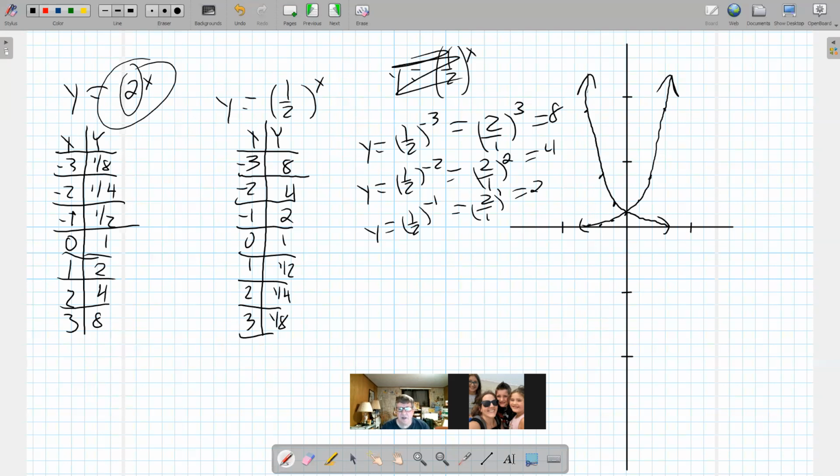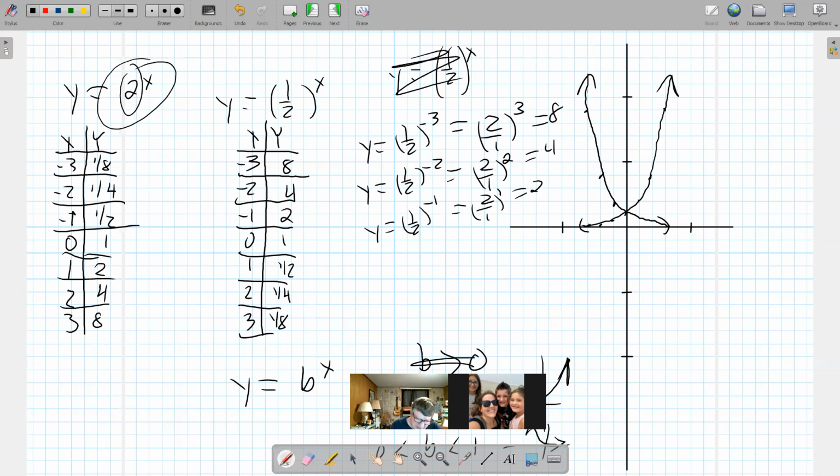It still has a domain of all real numbers, a range greater than 0, a y-intercept of (0, 1), no x-intercepts, but now it's decreasing. So what we get is this: if we've got y equals b to the x, if b is greater than 1, we get this thing that increases. If b is between 0 and 1, we get this graph that decreases.